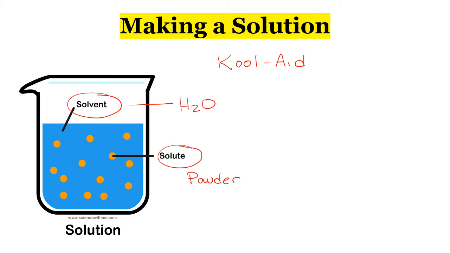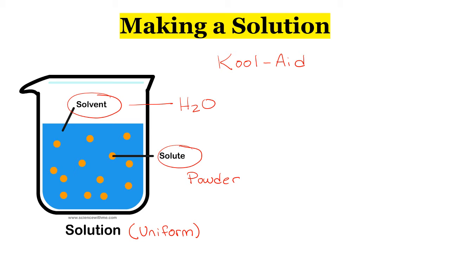A solution is uniform. You cannot tell the difference between the dissolved Kool-Aid powder and the water. It all looks the same. I used cherry Kool-Aid in my physical demonstration in class, and it just looks like red water. Can't really tell the difference between the Kool-Aid powder and the water.